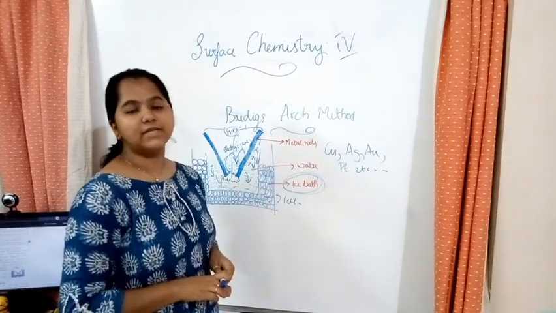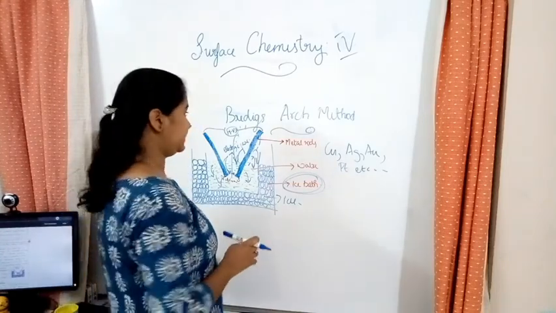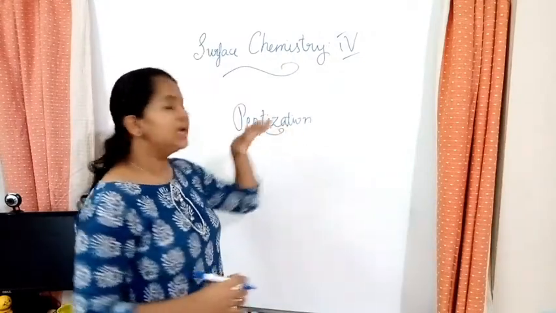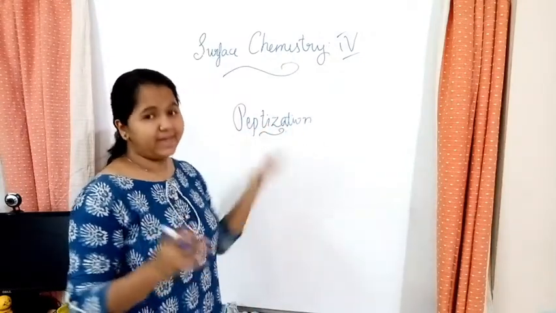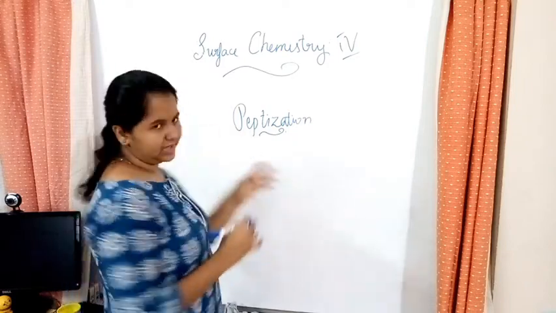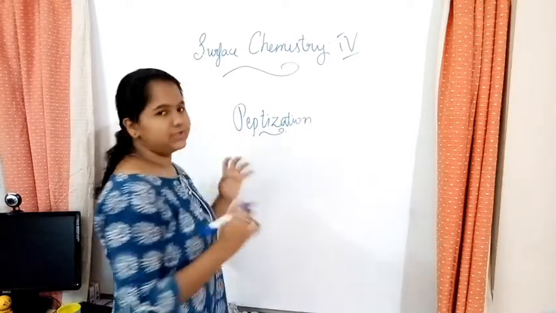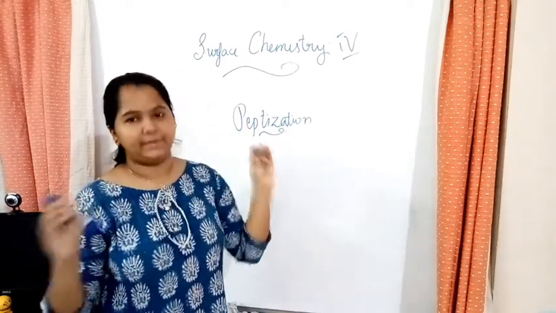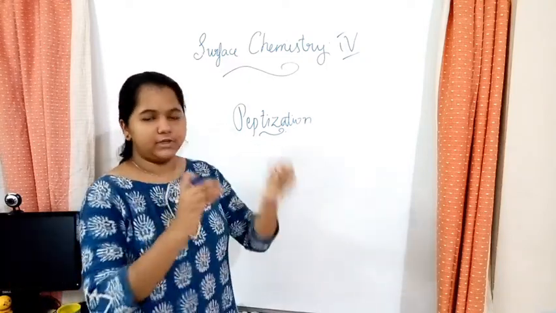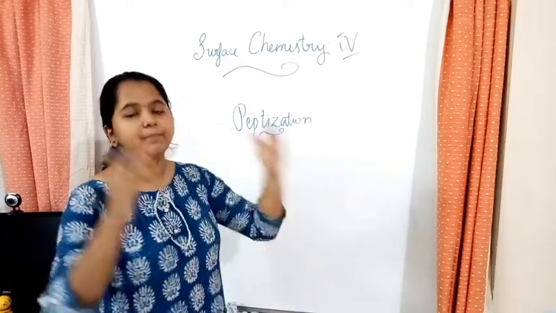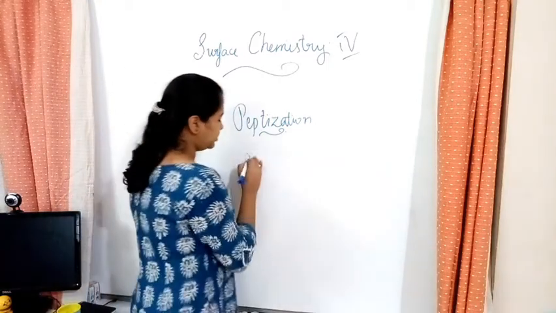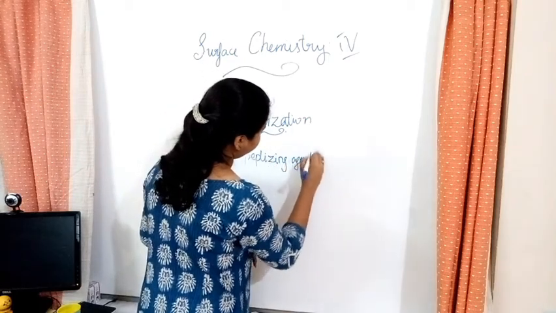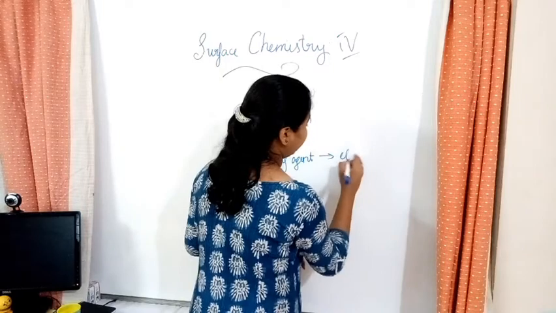The second method we have to learn is peptization. So let's learn about peptization. That is the second way of preparing lyophobic colloids. Peptization is converting a freshly prepared precipitate to a colloidal solution by adding a peptizing agent. The peptizing agent is an electrolyte.